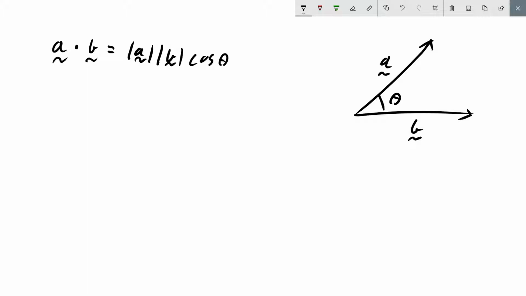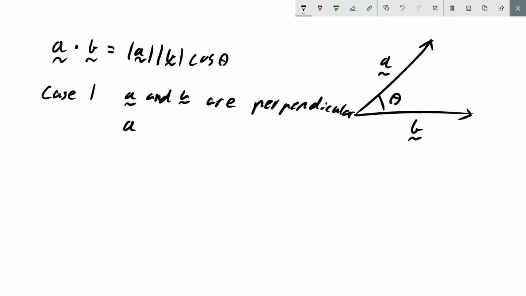So with that, there's a few properties. Let's go case by case. Case 1, A and B are perpendicular. If that's the case, A dot B is going to equal 0. Why? If something is perpendicular, the angle between them is going to be 90. What's cos of 90? Cos of 90 is 0.